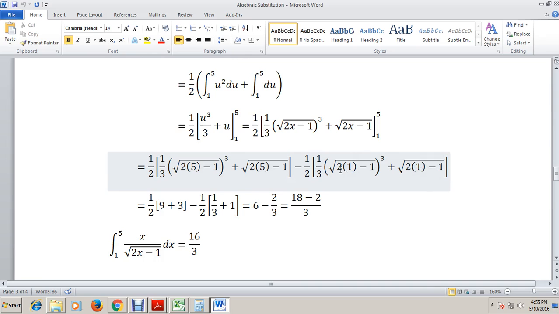Okay, so let me repeat that again. This is 2 times 1 gives you 2. 2 minus 1 gives you 1. Okay, so the square root of 1 is 1. 1 cubed is also 1. 1 times 1/3 gives you 1/3.